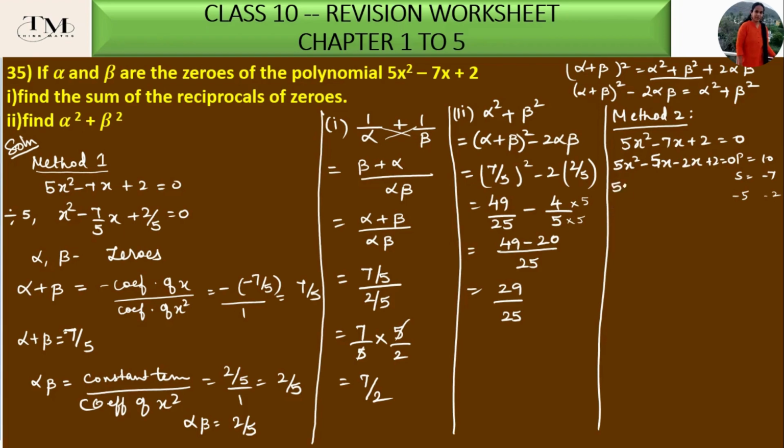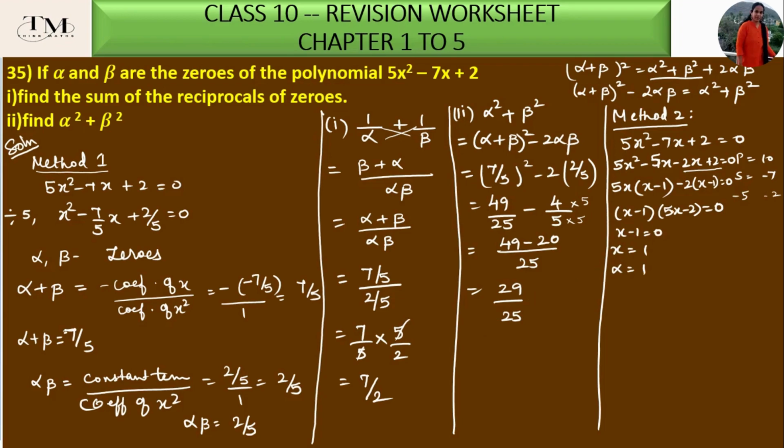So take the 5x which is common. The remaining will be x minus 1. Now take minus 2 from the two terms. So the remaining will be x minus 1 equal to 0. So you will have x minus 1 into 5x minus 2 equal to 0. So x minus 1 is equal to 0. This means x is equal to 1. So one of the roots is 1.